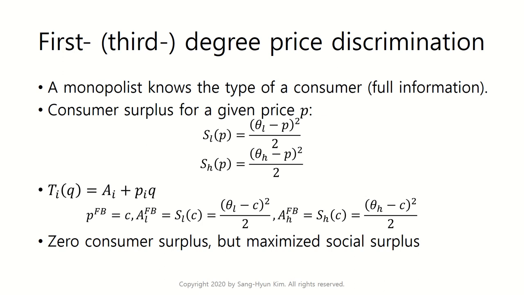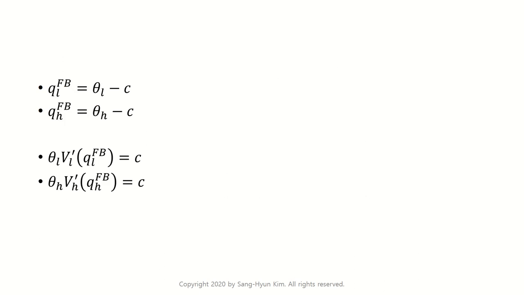But this discrimination, the perfect price discrimination, maximizes the social surplus. How do you know that? The social surplus must be maximized when the marginal price equals marginal cost. So P equals C means that the social surplus is maximized. So in this case, the equilibrium quantity Q_L^FB and Q_H^FB is given by theta L minus C and theta H minus C, or it can be written like this.